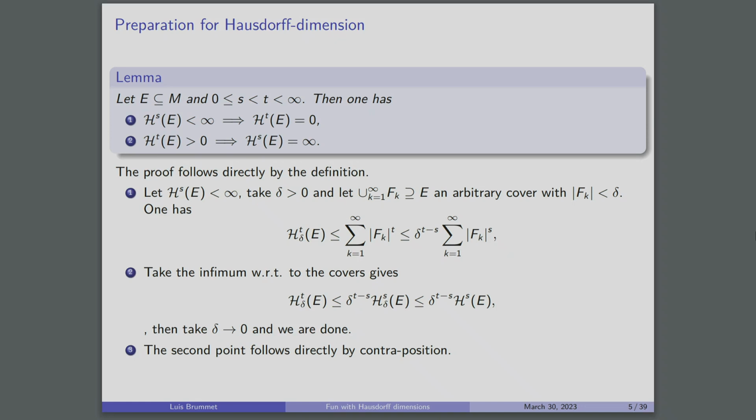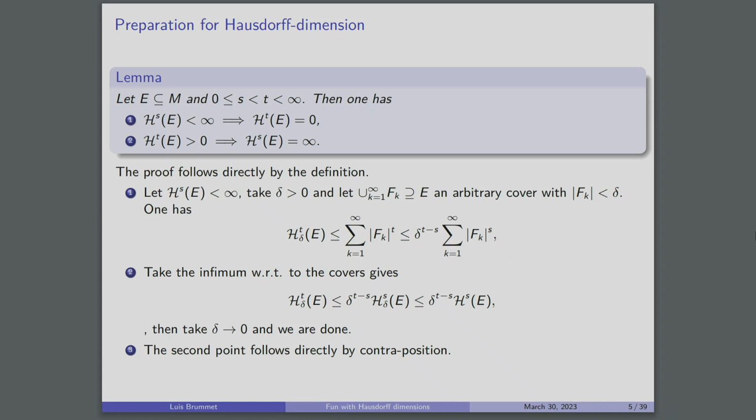And the idea here is, okay, how's the Hausdorff measure going to change when you're changing your alpha parameter? Let's check the first statement here. The first statement basically says, if you have an S where your Hausdorff measure is smaller than infinity, then you know that for strictly bigger t than s, this is going to be 0, and this basically just follows by the definition.